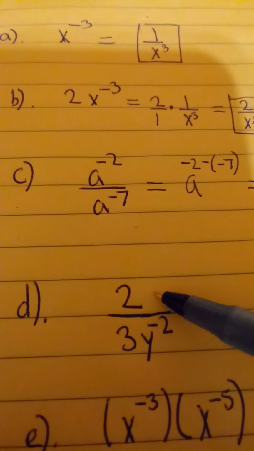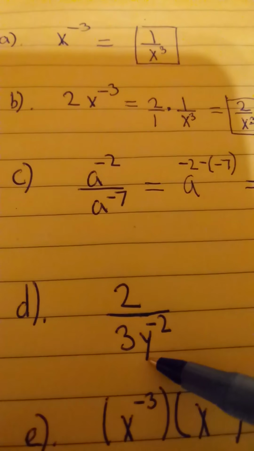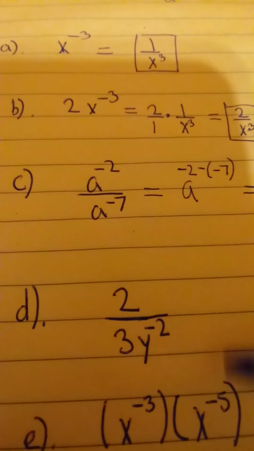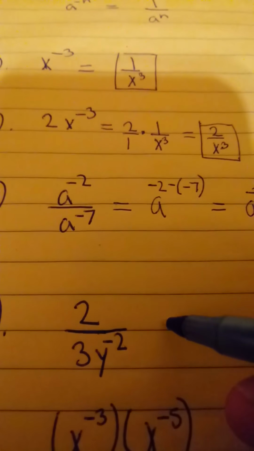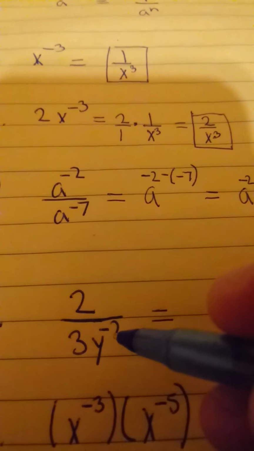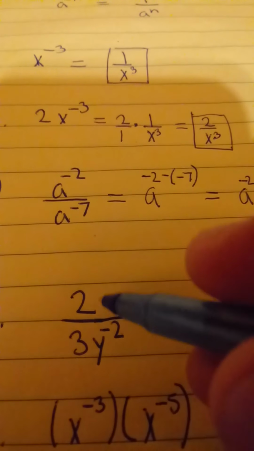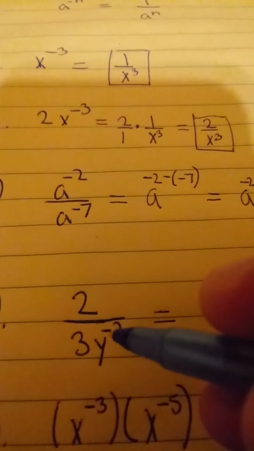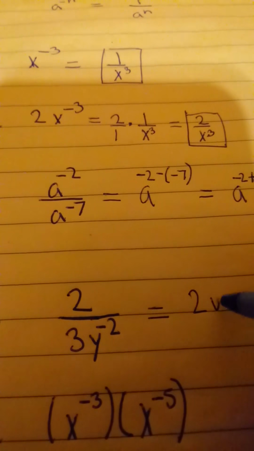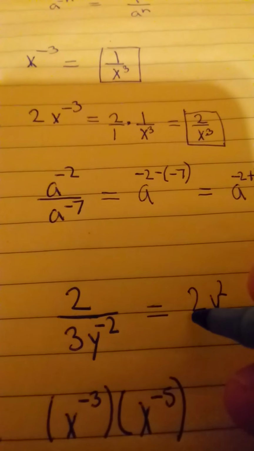If something upstairs is negative, you move it downstairs. If something downstairs is negative, you move it upstairs to make it positive. That's a shortcut that we will discuss later on as to why it works. But for right now, for the time frame that we have here, we're just going to put it right there. So this will be 2y to the second over 3.